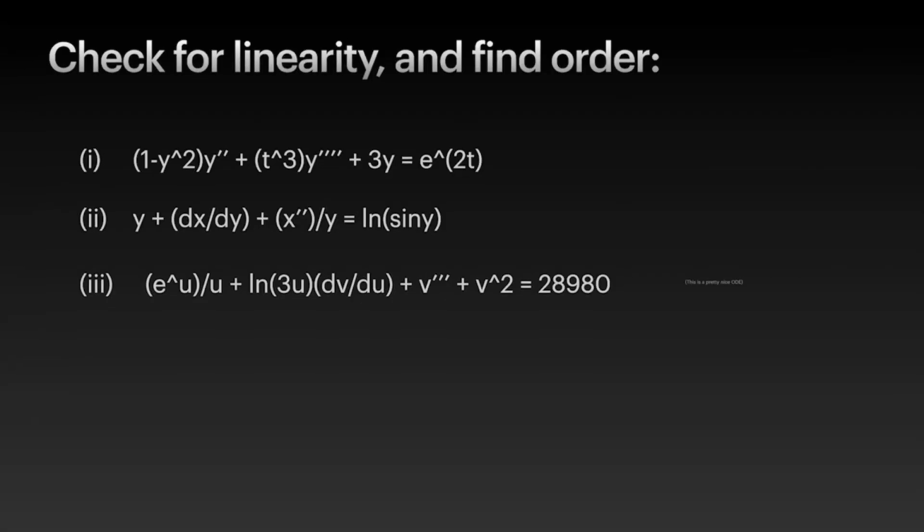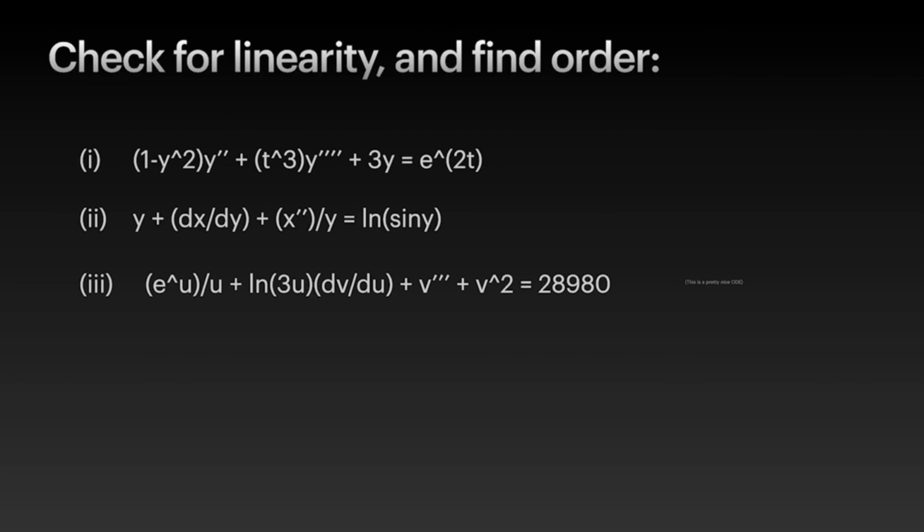So on this slide we've got some exercises for you, and I'll solve the first one. If you look at all the terms, you can notice that 1 minus y squared is being multiplied with the second derivative of y. Now we can't have any products of y and or its derivatives with themselves. So this first equation is not linear.